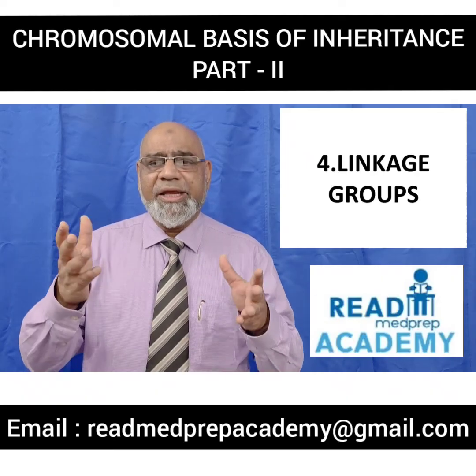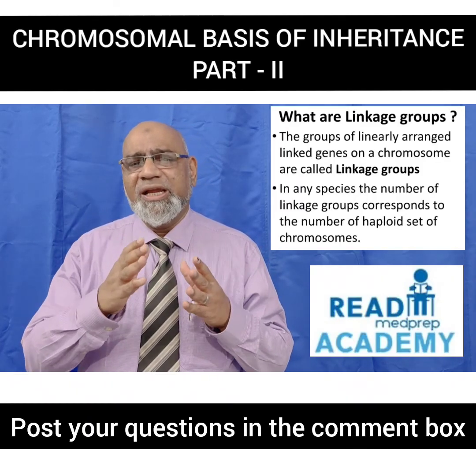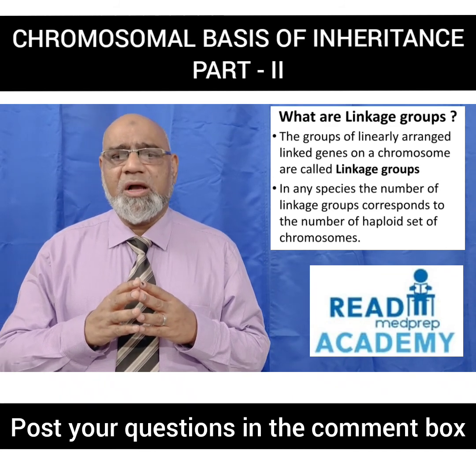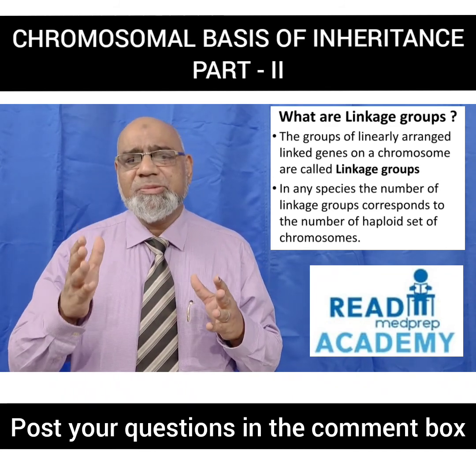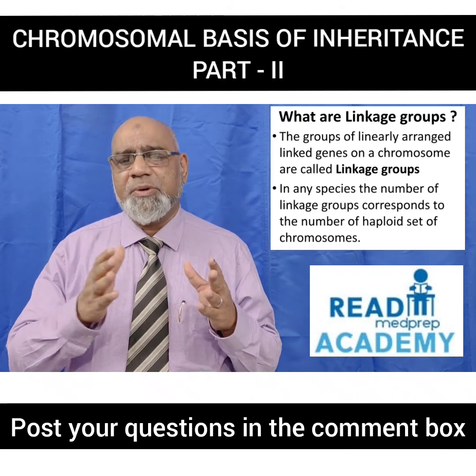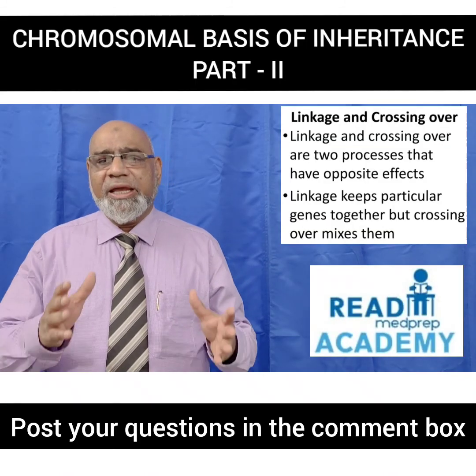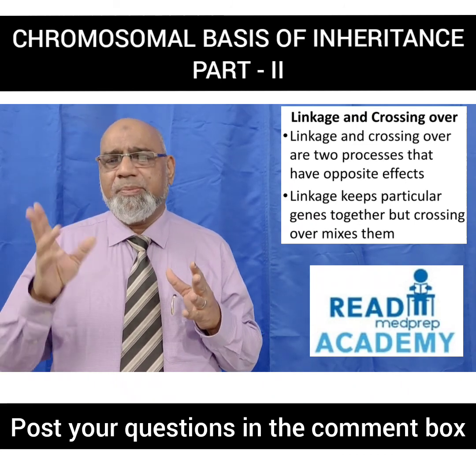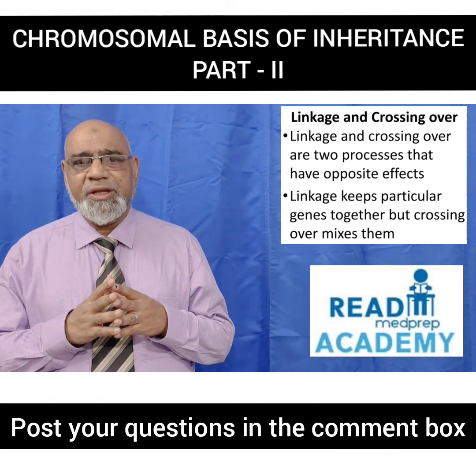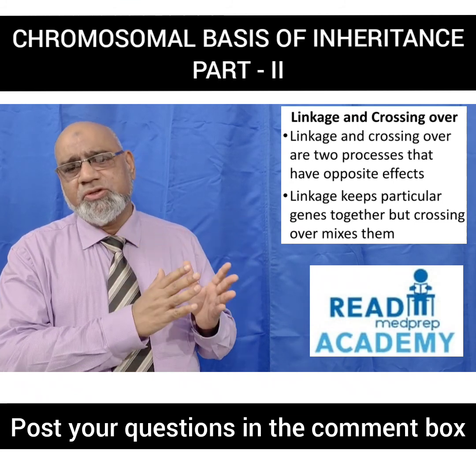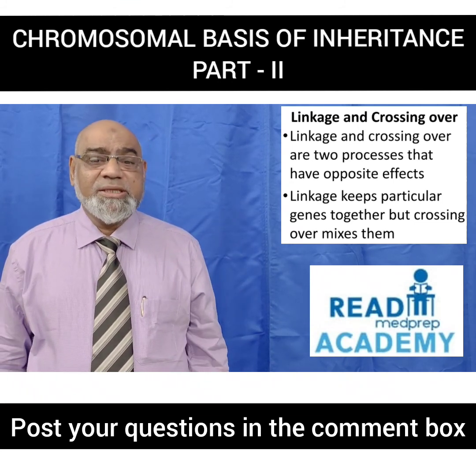Now let us move on to the linkage groups. The groups of linearly arranged linked genes on a chromosome are called linkage groups. In any species, the number of linkage groups corresponds to the number of haploid set of chromosomes. The linkage groups in some organisms: Mucor has 2 linkage groups, Drosophila has 4, Sweet pea has 7, Neurospora has 7 and maize has 10. So linkage and crossing over are 2 separate processes that have opposite effects. Linkage keeps particular genes together, but crossing over mixes the genes together.